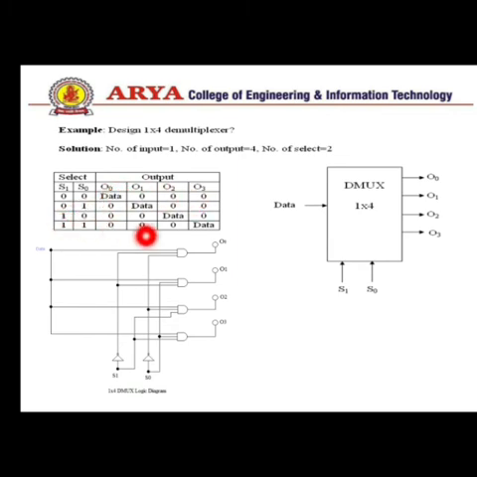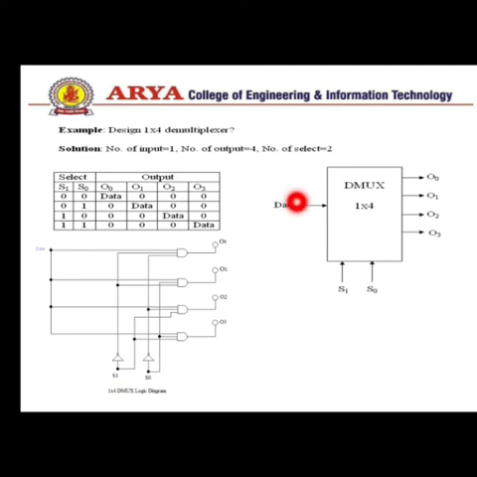For 1 0, the second output line O2 is activated and the others are deactivated. It means the other values are 0 and the data is on O2. And when the selection line is 1 1, the third output line O3 is activated and the remaining 3 are 0. This is the basic block diagram of the 1 to 4 demultiplexer.